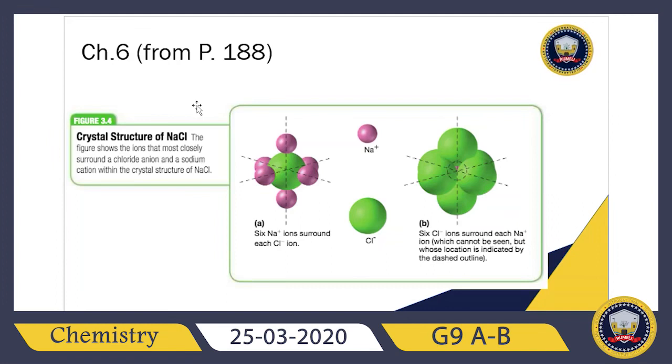So now we will start with another example on page 188. Okay, before we took examples, and now this is one extra. This is the crystal structure of NaCl. You see here, this is an example. The figure shows the ions that most closely surround a chlorine atom, a chloride anion, and a sodium cation within the crystal structure of NaCl.